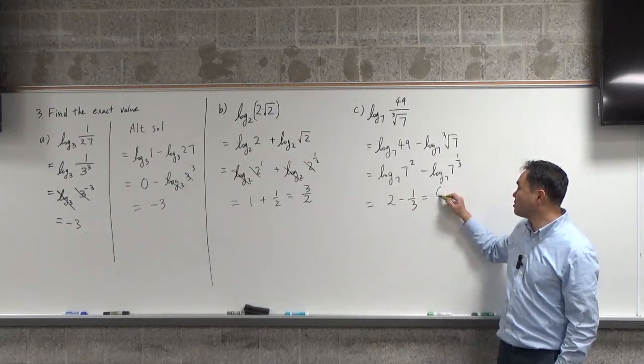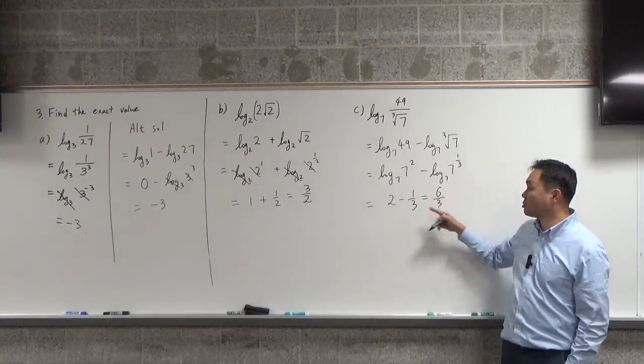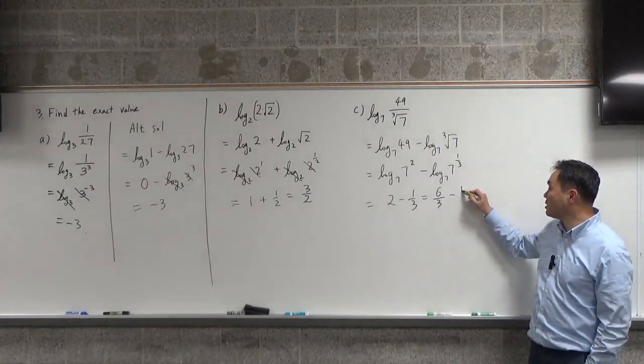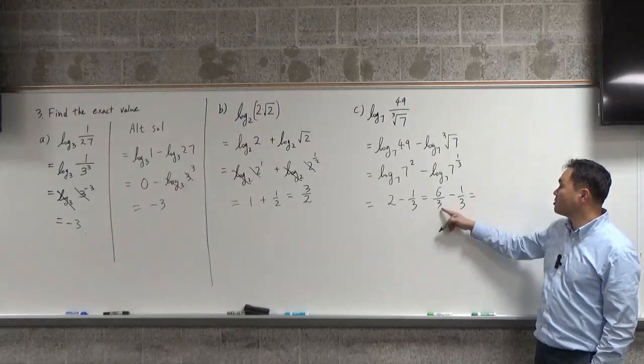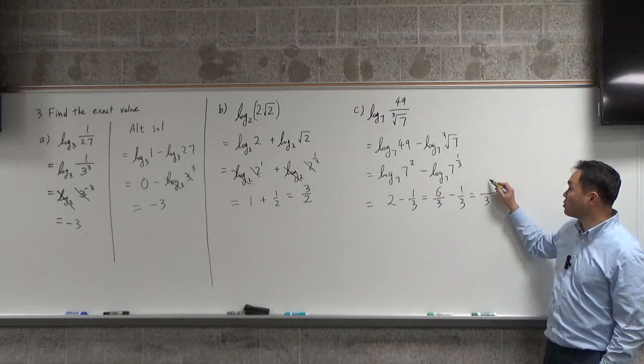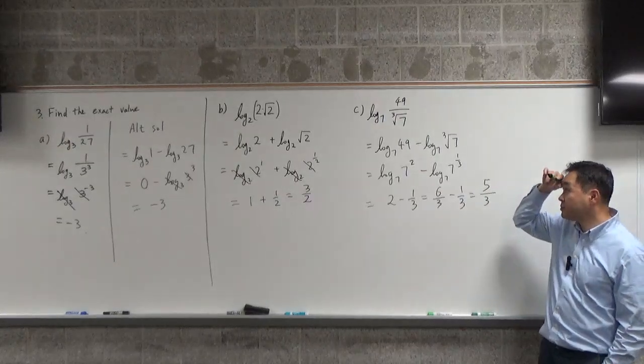Well, 2 is 6 divided by 3. 6 divided by 3 is 2, right? So you can rewrite 2 as 6 over 3. And since they have this common denominator, now you do 6 minus 1, which is 5 over 3.